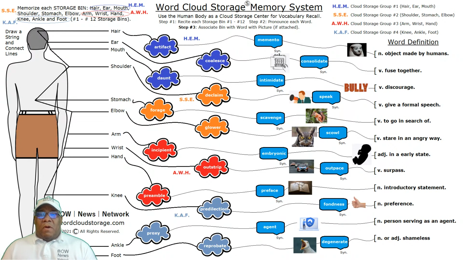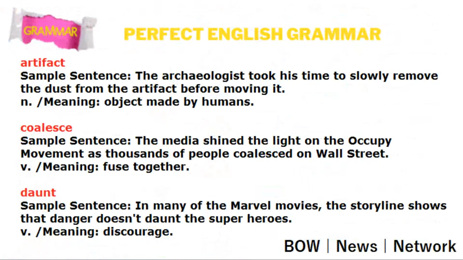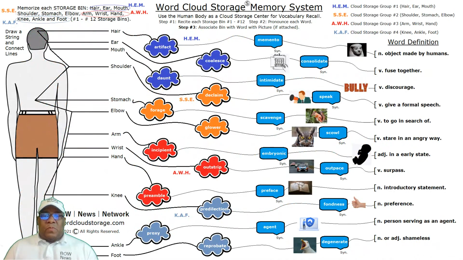If we start with artifact, we see the synonym is memento, and we see an ancient statue there, a noun meaning object made by humans. Let's see how it's used in a sample sentence. The archaeologist took his time to slowly remove the dust from the artifact before moving it. Noun meaning object made by humans. So there we have the first word in our blue group, artifact.